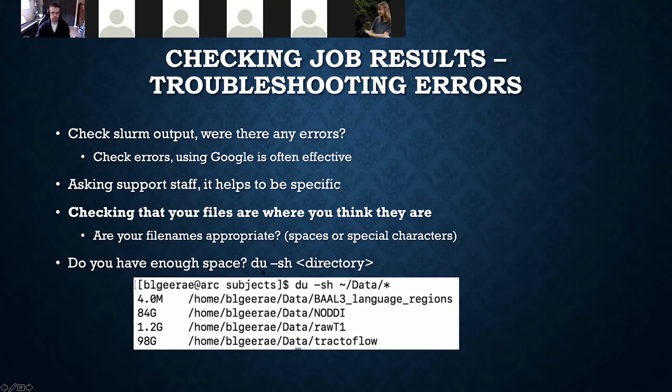I typically use this du command in the terminal. Du stands for disk usage, in case that helps you remember it. These flags, S and H, I forget what S stands for, but it's helpful. H stands for human readable, so it will output something like this, which will show you how large each of the folders in your directory is.